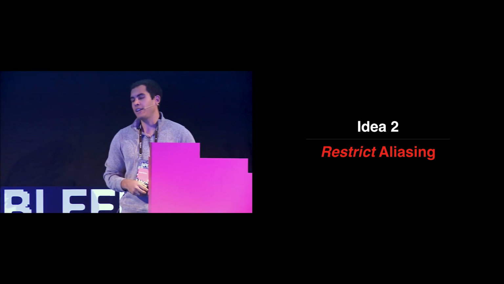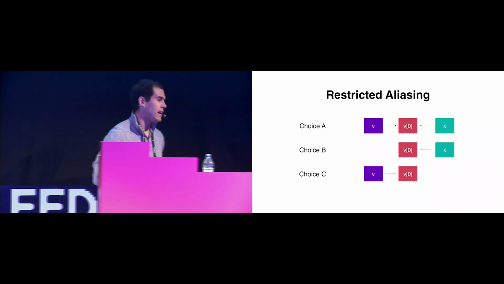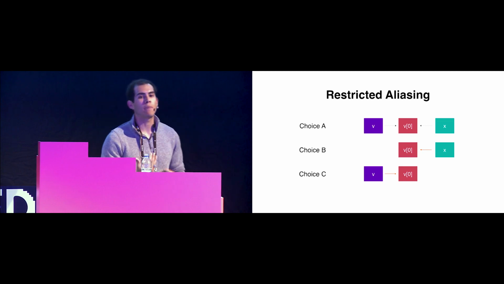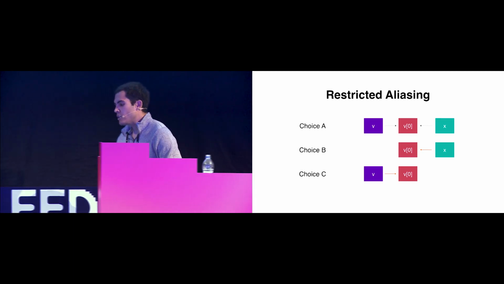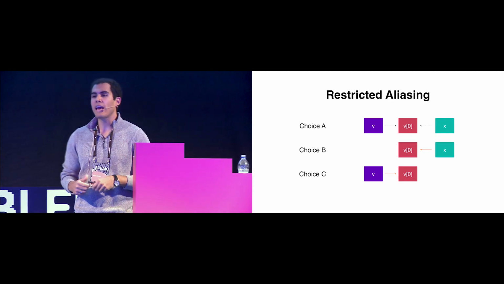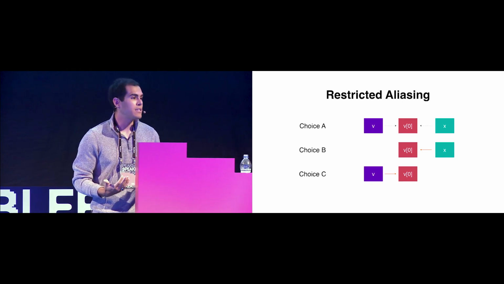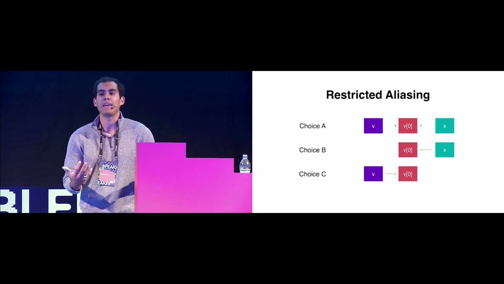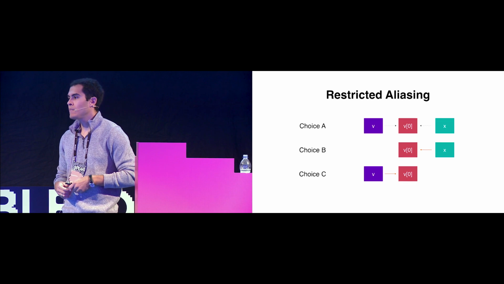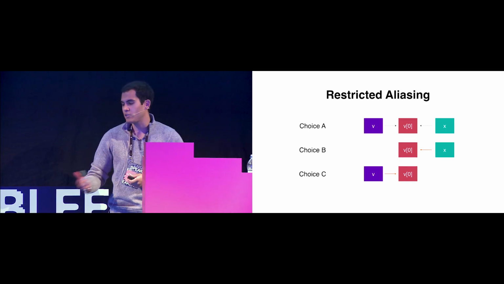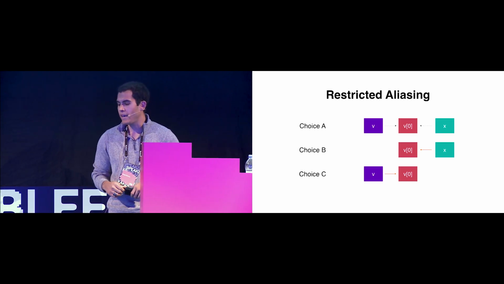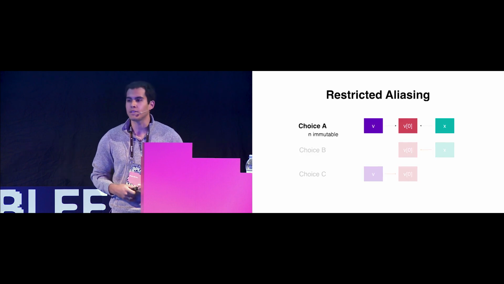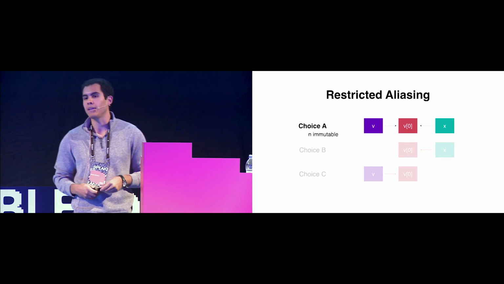Well, the main insight here, from Rust and from the literature that Rust builds on, is that it's OK to have aliases as long as, if you have multiple aliases, none of them can mutate the thing being aliased. And so that means that in this case you have three choices. Choice A is that you can have n immutable aliases, you can't change the thing being aliased.